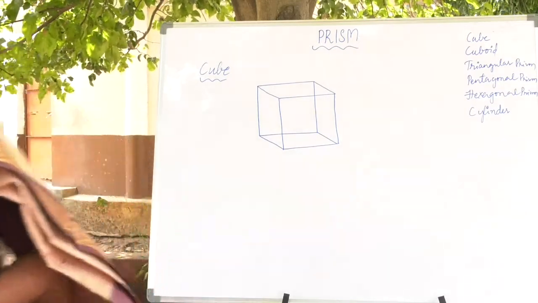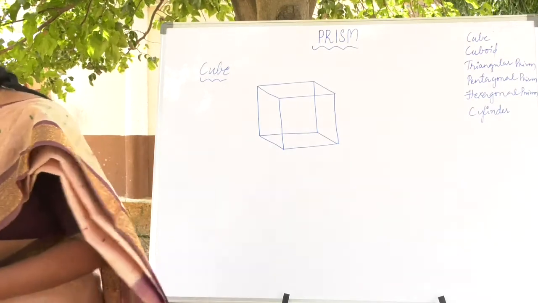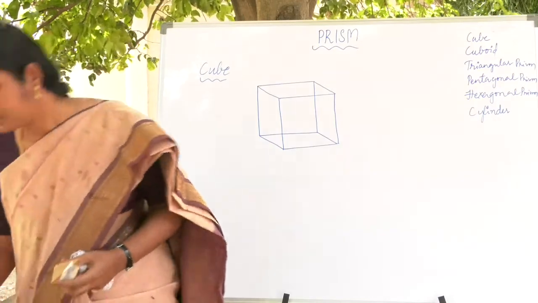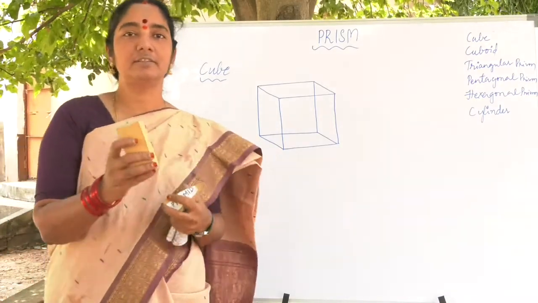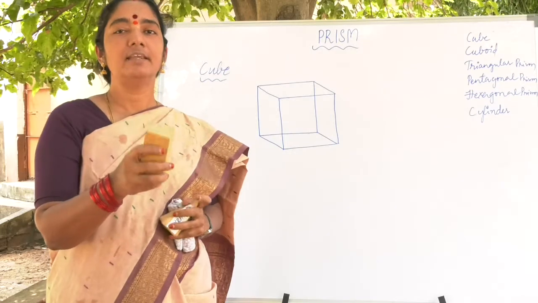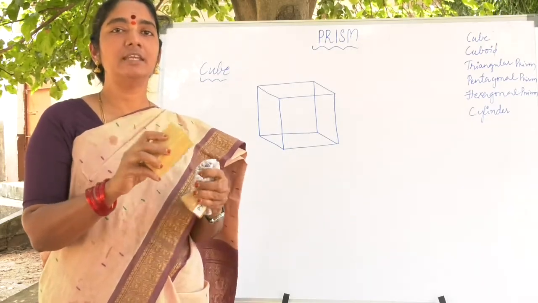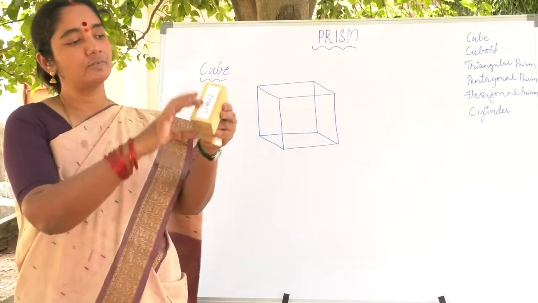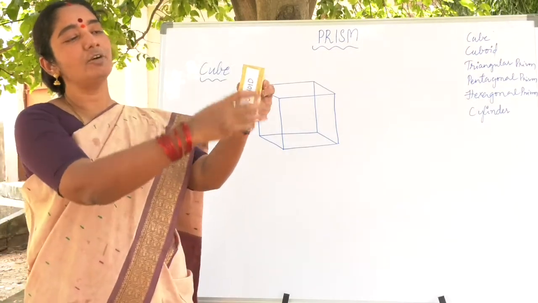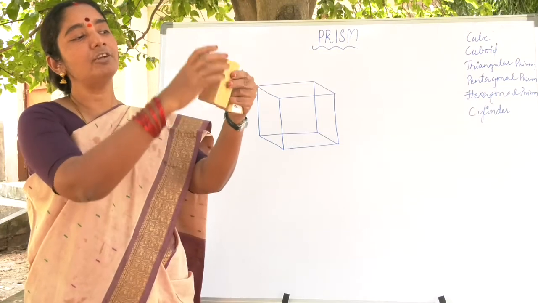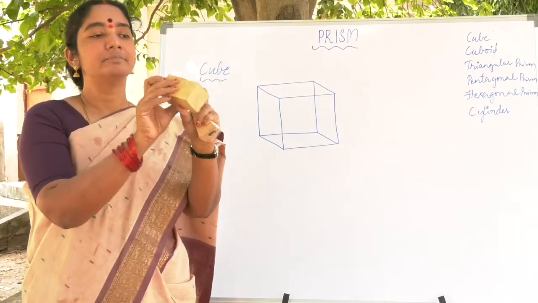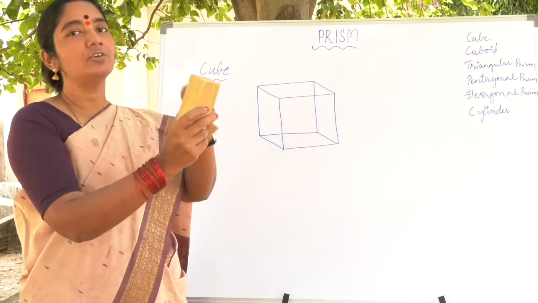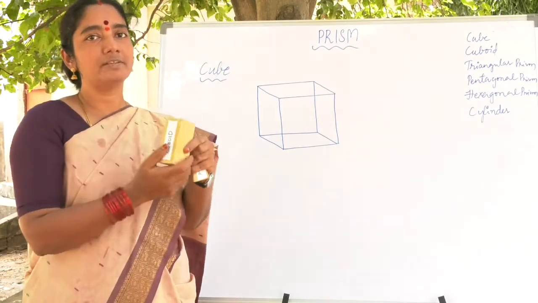For example, please try to see both the things. A prism means any object which is uniform throughout. From top to bottom it is uniform throughout. Such a uniform figure we call a prism. The same thickness is maintained throughout. That is called a prism.